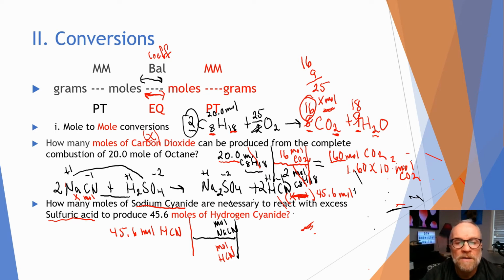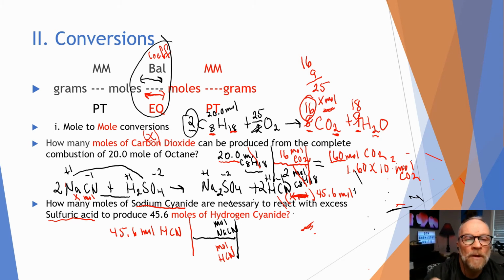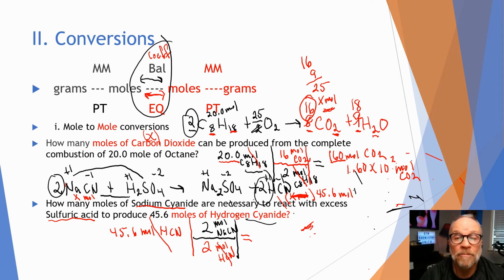All right, so let's look at our balanced equation now, since we're going moles to moles, right? So we got to look at the balanced equation and pick off the coefficients. So sodium cyanide gets a 2, and then hydrogen cyanide gets a 2 also. So it's a 1-to-1 ratio. So moles of HCN will cancel, and we'll end up with moles of sodium cyanide, NaCN. And this is an easy one, right? It's going to be 45.6 moles of NaCN. Very good.